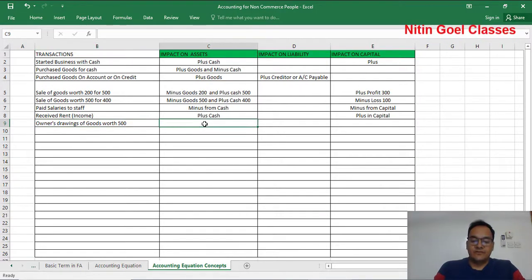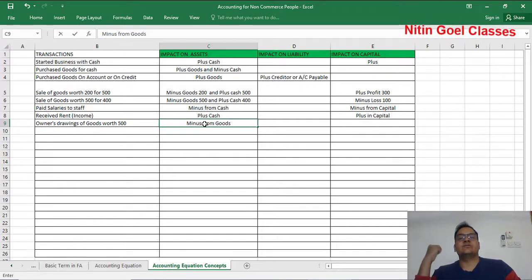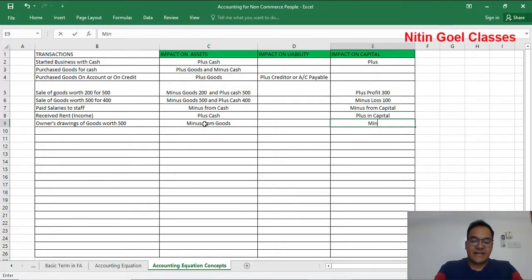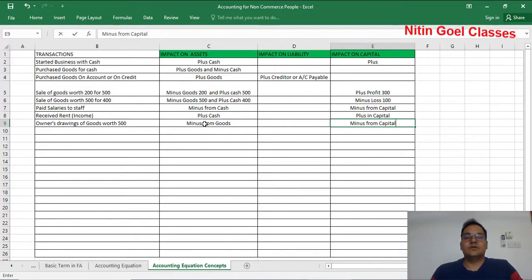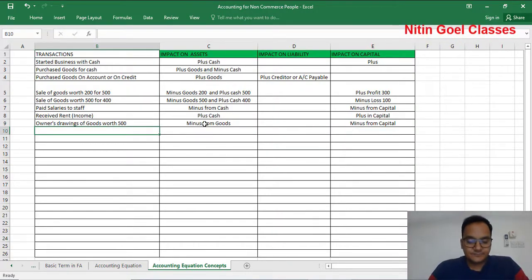Number one, it will minus our goods for sure, because goods have been reduced by 500. But because we have taken it out, our capital in the company has reduced, because the owner has not paid money to the company. That means whatever money he deposited in the company in the beginning, that money he is withdrawing from the company. So that much amount will be minus from capital. I hope you are understanding this part easily, right? Let us have some more transactions.